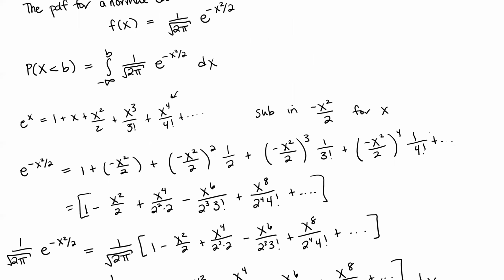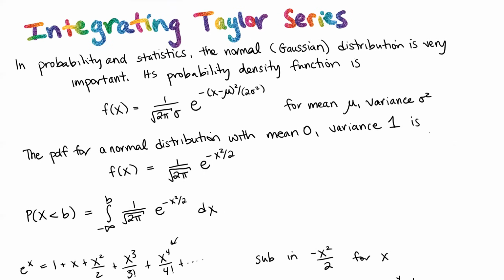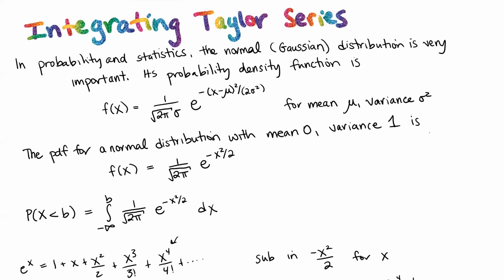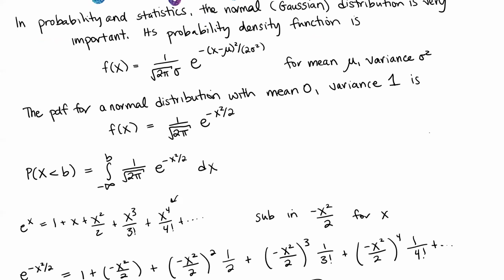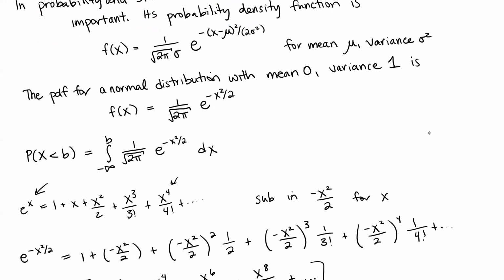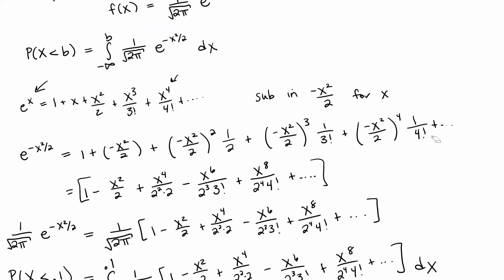The basic idea here that I wanted to show you was one everyday application for integrating Taylor series, because probability and statistics is pretty important for research in general. And so we can see integrating Taylor series helps us calculate probabilities from a normal distribution. And we can create that Taylor series by using substitution. We're subbing in, we said, negative x squared over 2 for x. And then we saw that we integrated our resulting Taylor series to calculate probabilities.